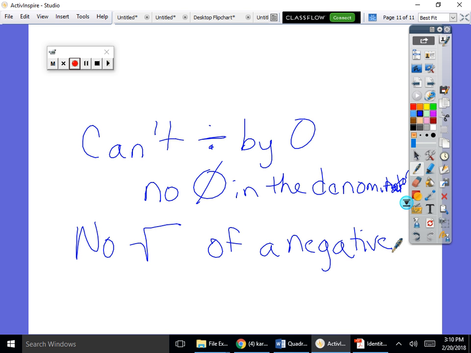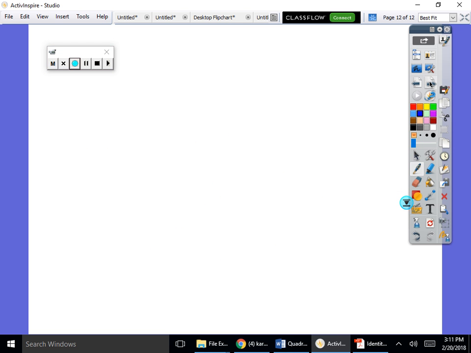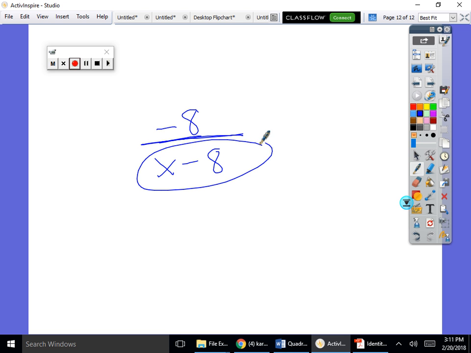Okay, using that information and that information only, I would like you to do 21, and then I'll go over it. I would like you to do 21 before me. Okay, so I have been given the equation negative 8 over x minus 8, and they want to know where it's undefined. So what part of the equation am I going to focus on? The denominator. And I don't want it to equal 0. So I set it equal to 0 and say no, no.